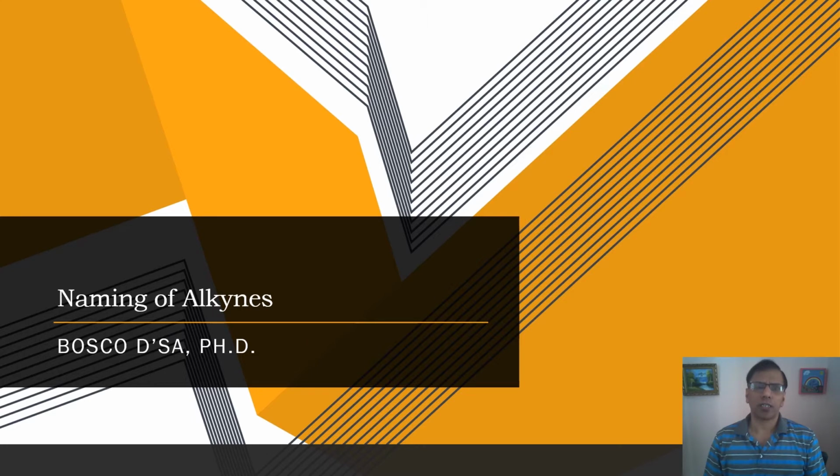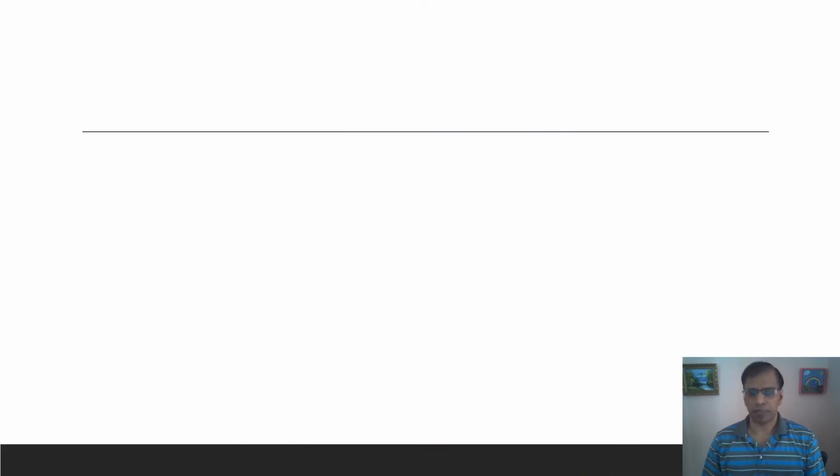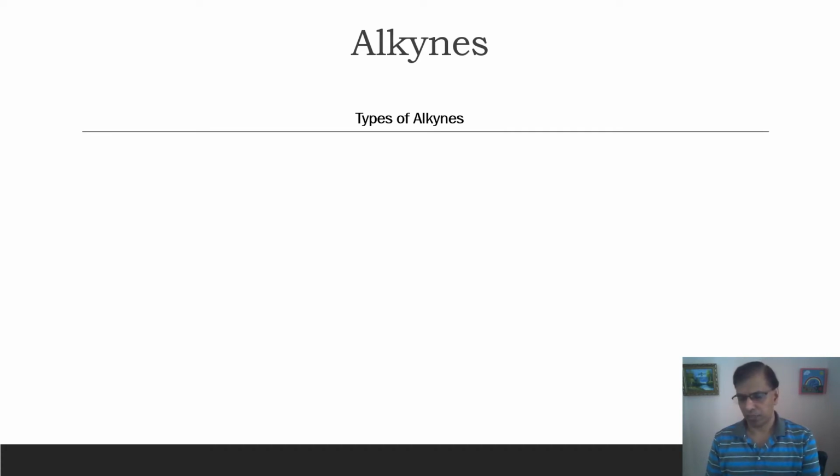Today I'll be talking about how to name alkynes. Alkynes are a class of compounds which have triple bonds, and they're hydrocarbons. There are two types of alkynes, and I have a model right here. Let's look at this particular example.